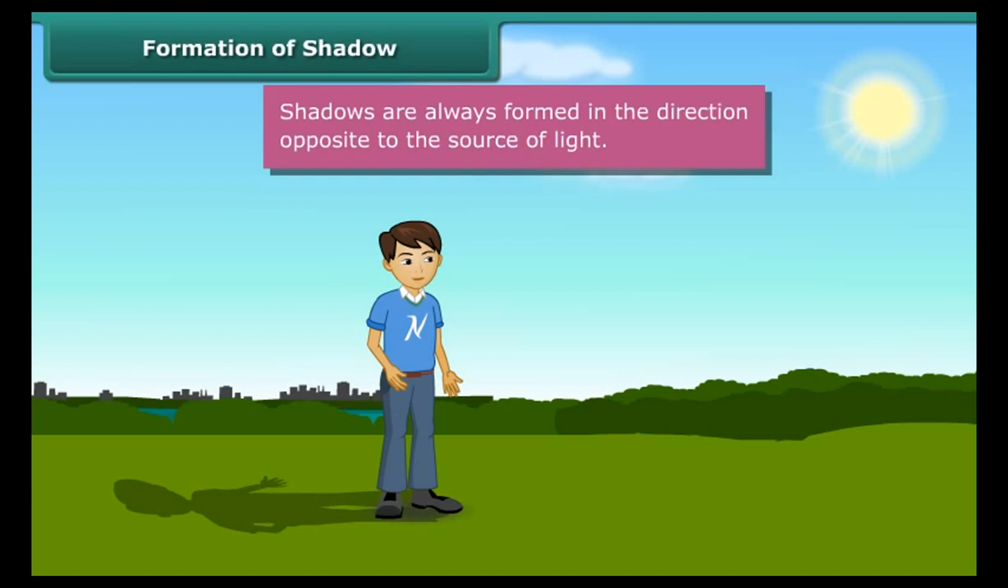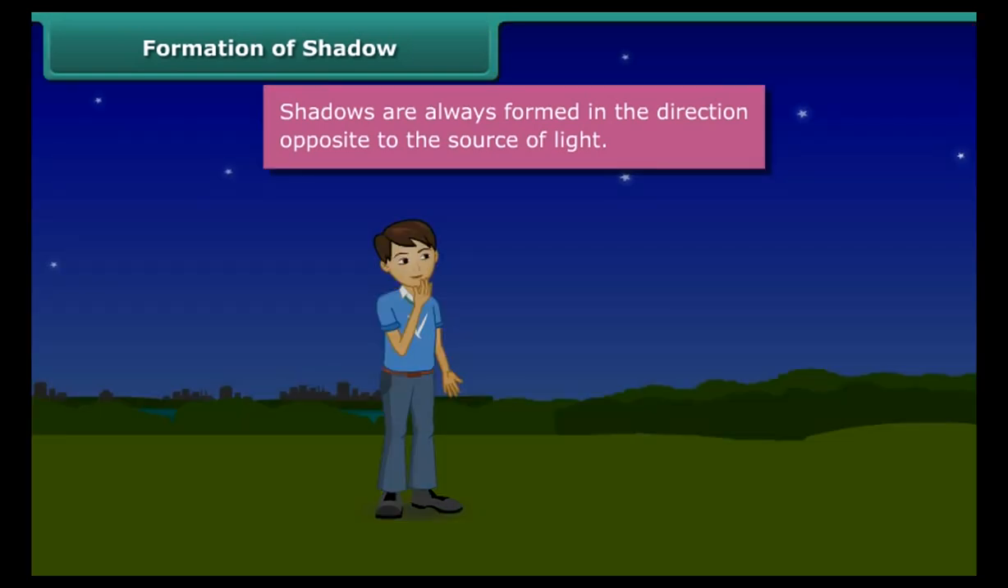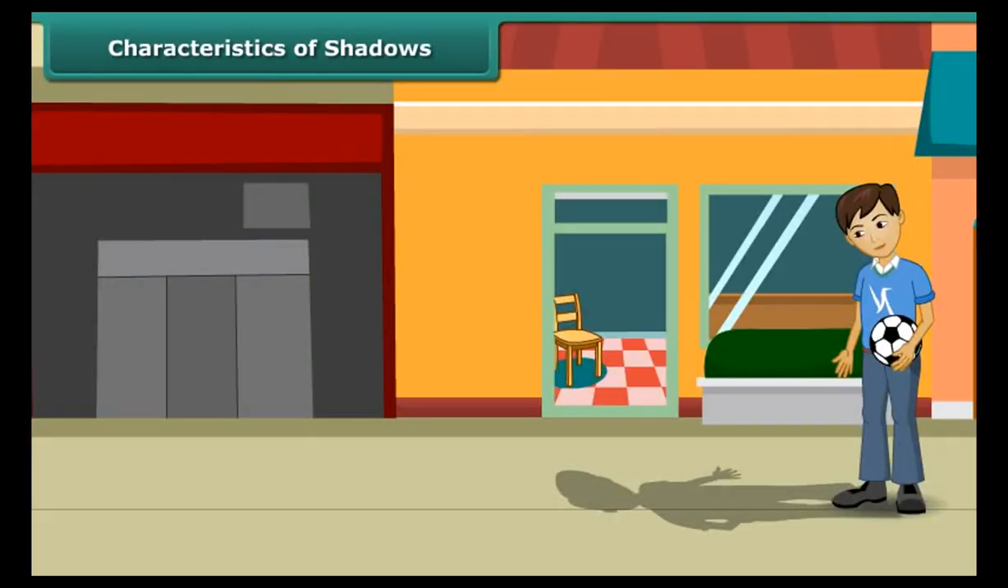In the morning, since you were facing the sun, the shadow was behind you. In the evening, the sun was behind you, causing the shadow to be formed in front of you. When the sun sets, there was no light, hence there were no shadows. You just learned some interesting facts about shadows. Let us list the important characteristics of shadows.